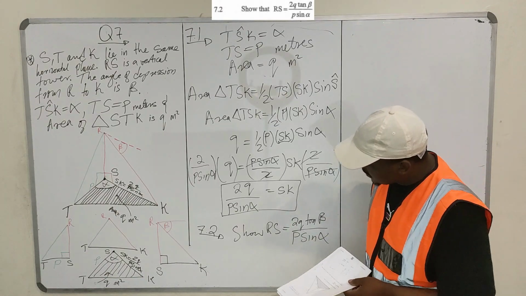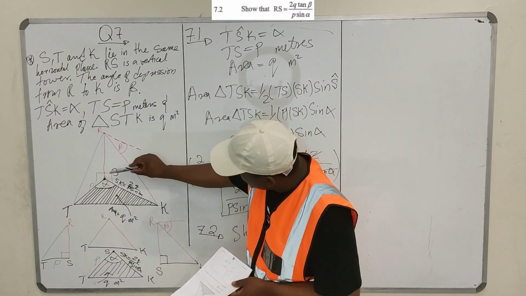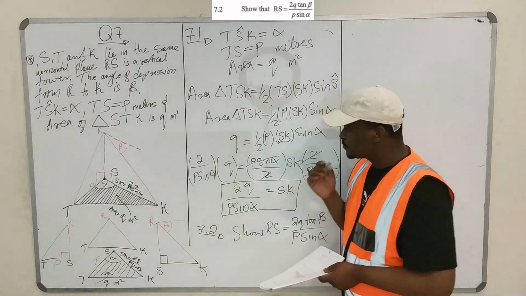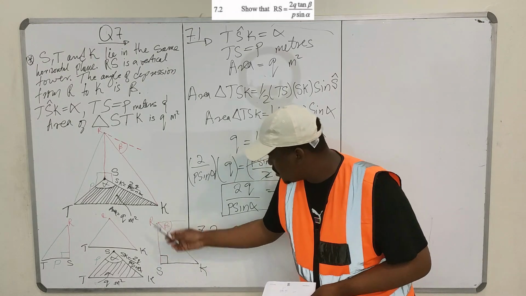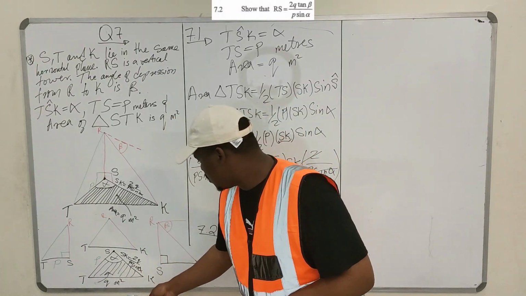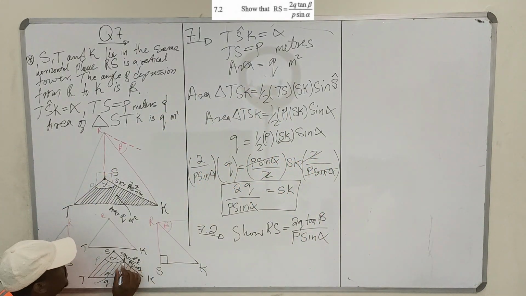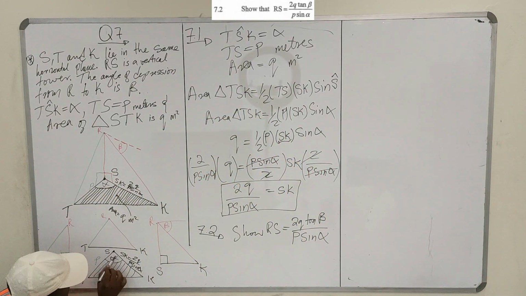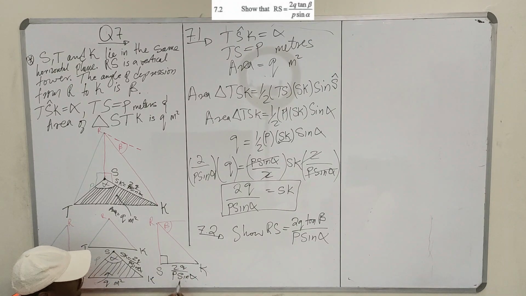Where is RS? RS is this vertical distance over here. That is what they wanted to find. They want to find this vertical distance here. You have SK to be this, right? Which is the same as this distance over here. Because this is SK, which is the same distance as that. Your SK is 2Q over P sine alpha. So this is your distance over here.